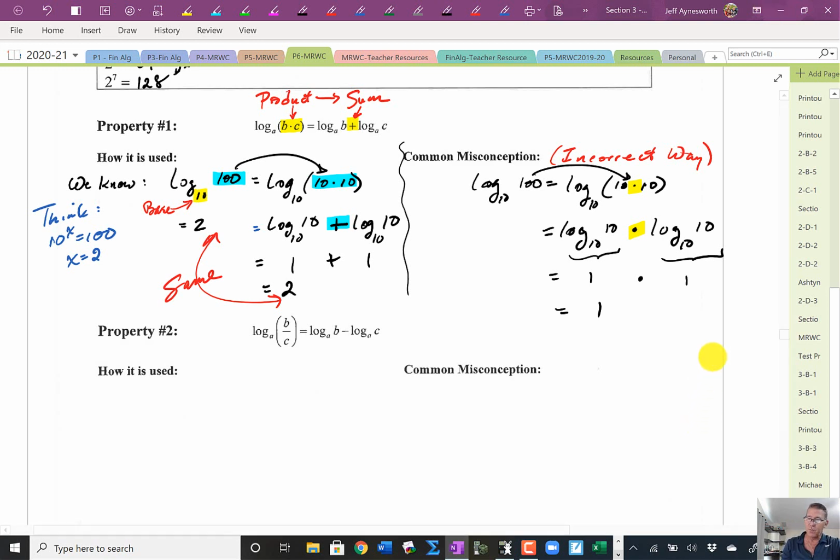Property 2 is a little bit different here. It deals with the quotient. So this is a quotient to a difference property. Let's take a look at it here, if I can get my program to work. Come on.